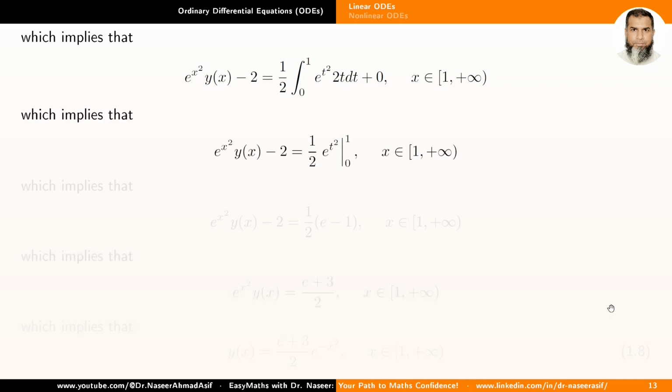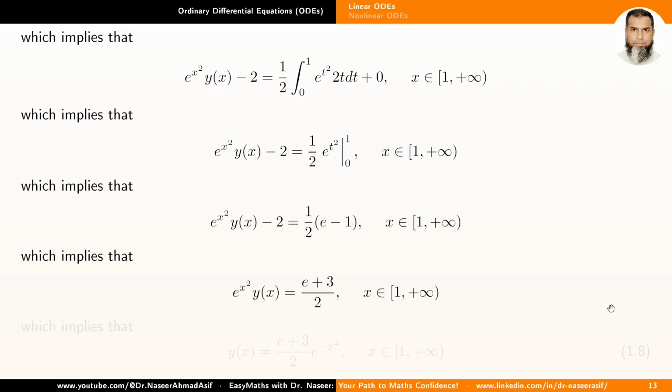So e^{x²} y(x) − 2 = 1/2 e^{t²} from 0 to 1, where x belongs to [1, +∞). So e^{x²} y(x) − 2 = 1/2 (e − 1), where x belongs to [1, +∞). So e^{x²} y(x) = (e + 3)/2, where x belongs to [1, +∞). So y(x) = (e + 3)/2 · e^{−x²}, where x belongs to [1, +∞).